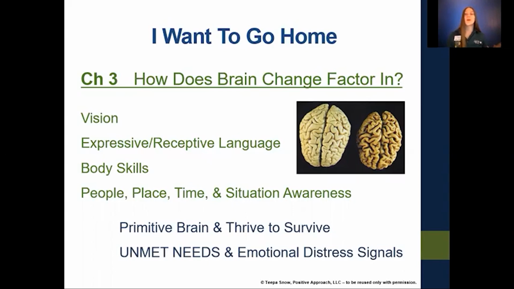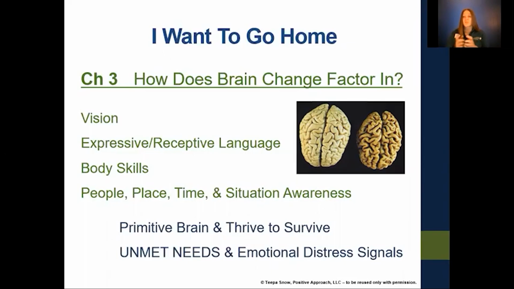All right. So if you weren't aware, you may want to look deeper into these brain changes. Vision change: tunnel vision, binocular vision, loss of object recognition, loss of depth perception, and loss of visual regard. Expressive and receptive language abilities, body skills, people, place, time, and situational awareness. These things change over the condition.